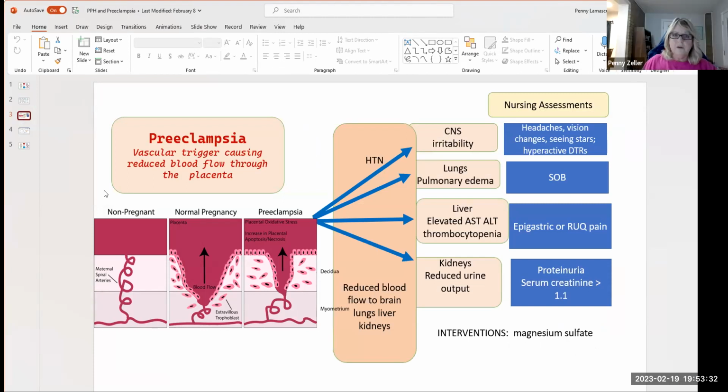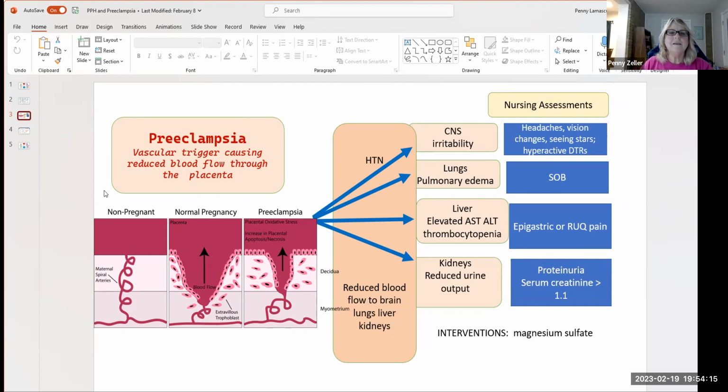So visual changes. Okay, so we want to know about the central nervous system, which would be visual changes, speech, deep tendon reflexes. We want to know about respiratory status. Does she have a good respiratory rate? Are there any problems with shortness of breath? Any epigastric pain or right upper quadrant pain, which could indicate what? The liver. So elevated liver enzymes, maybe HELLP syndrome if it's worsening.